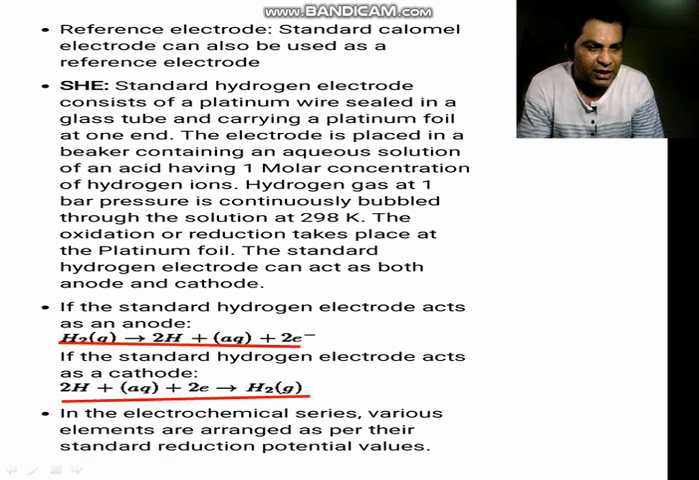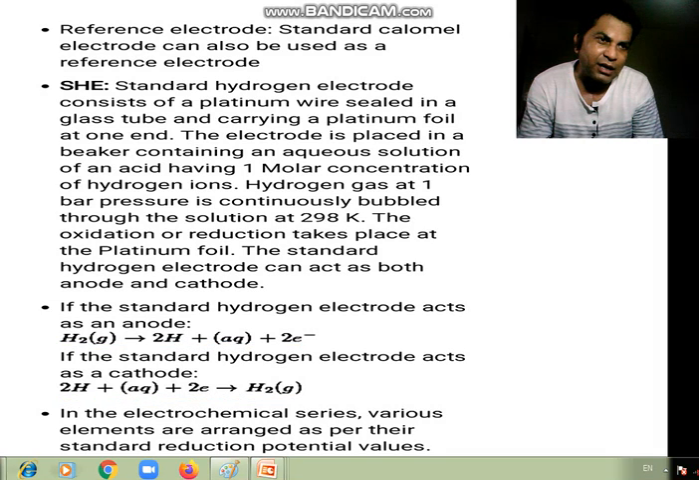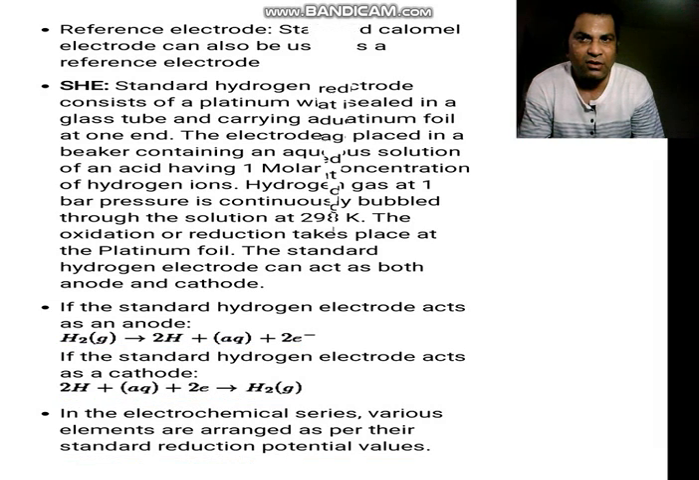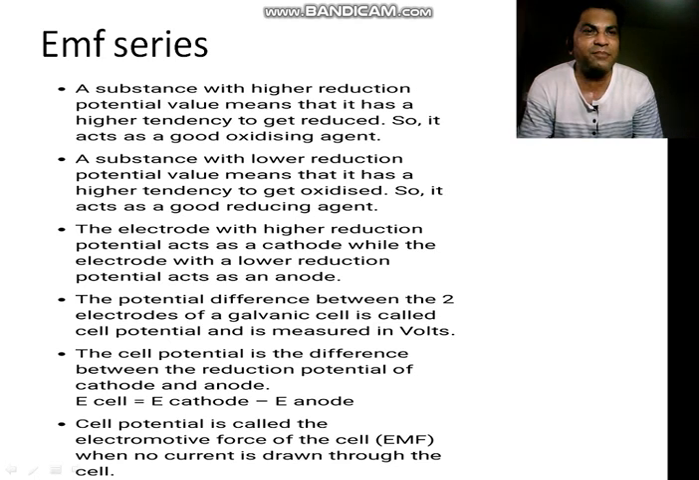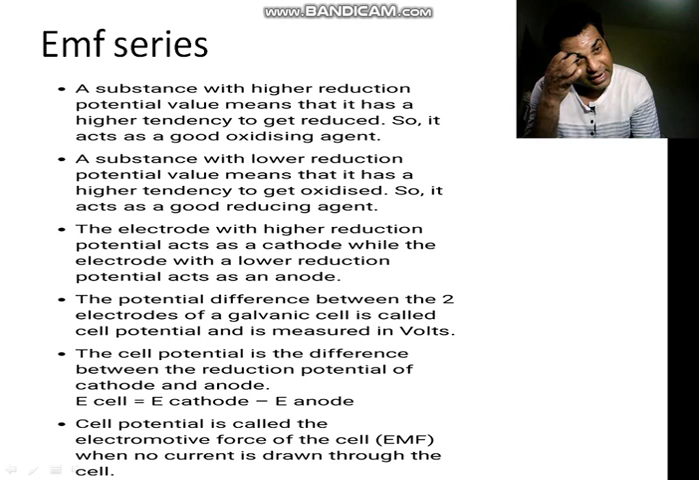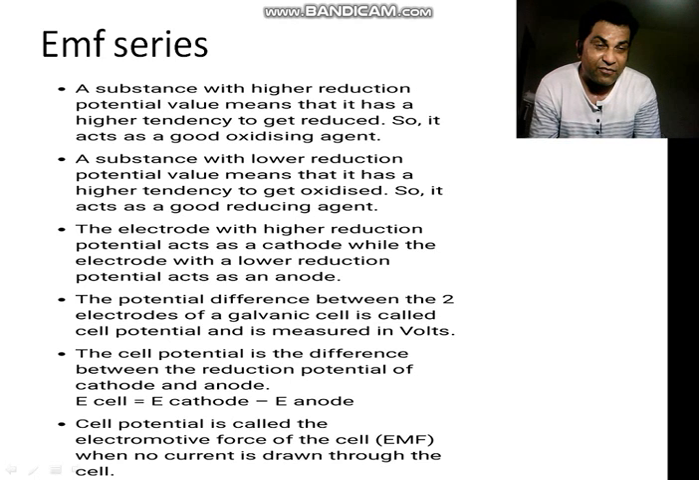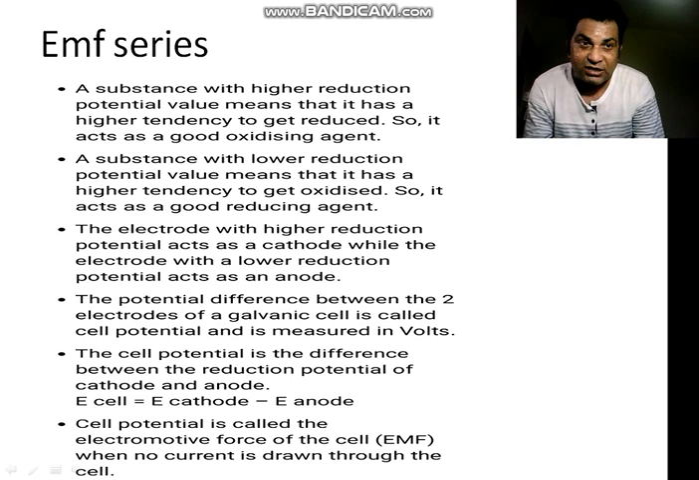In the electrochemical series, various elements are arranged as per their standard reduction potential. We are representing them from higher value of standard reduction potential to lower value. How they are represented is known as the EMF series. A substance with a higher reduction potential value has a higher tendency to get reduced, so it acts as a good oxidizing agent. So now these we have explained in the first video.